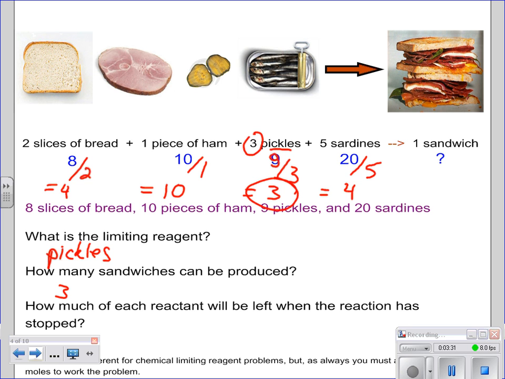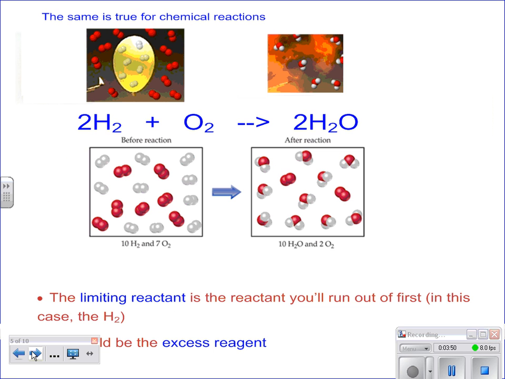And then if we wanted to determine how much of which reactants are left over, let's go look at our bread. If you made 3 sandwiches, how much bread would you have left over? 2 slices. We could do that for each of these and figure that out. So that's what we're going to do with actual chemical reactions.